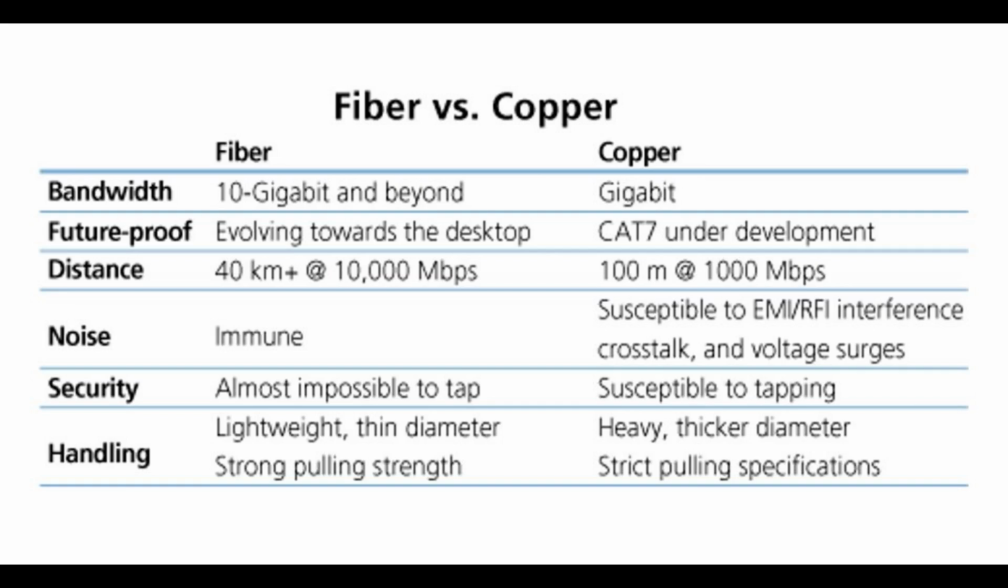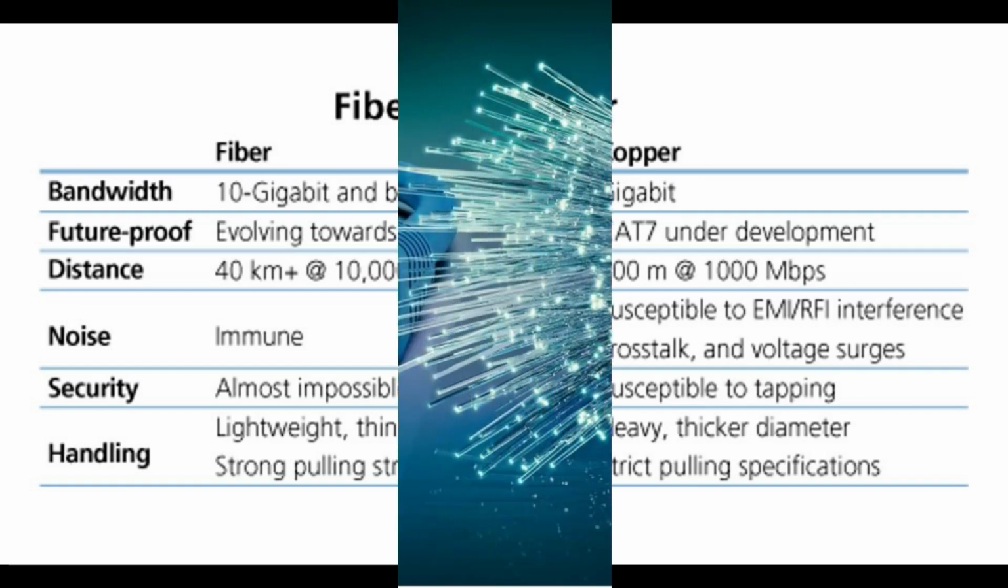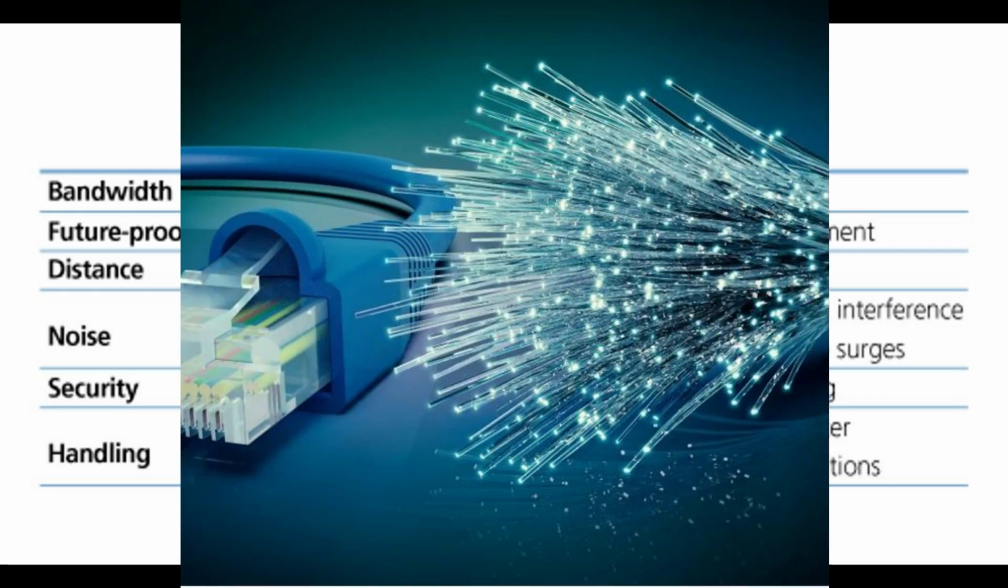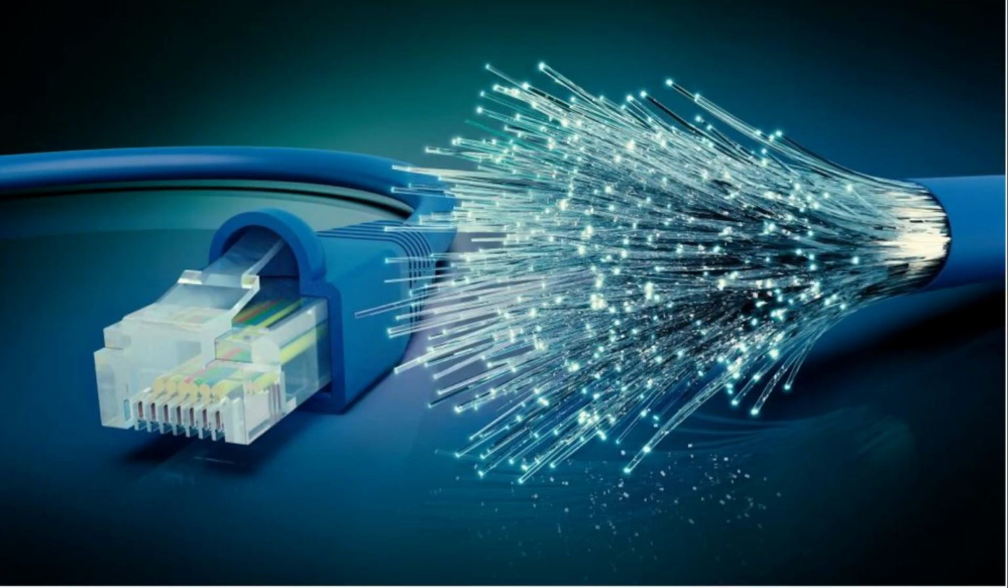LAN cables are a fundamental component of wired networking and are widely used in homes, offices, and various other environments where devices need to communicate over a short distance. Here are the key features and components of a LAN cable. 1. Conductor material. LAN cables typically use copper conductors for data transmission. Copper provides good conductivity and is cost-effective.